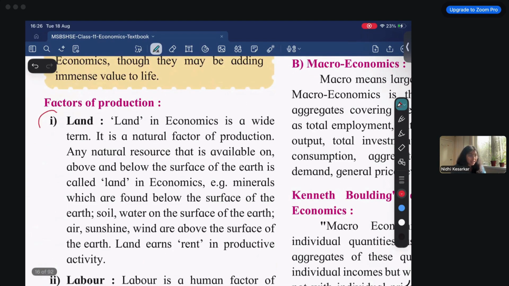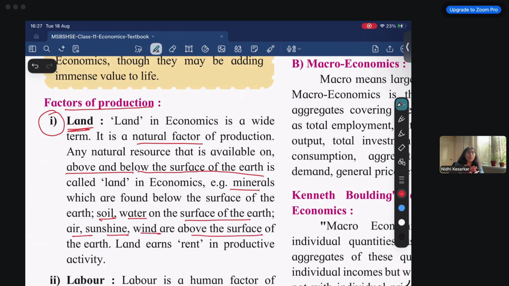Now, what is land? That is the first factor of production. Land in economics is a wide term, as they say. Land is naturally available. These are some of your keywords that you can remember. Land is not just what you see on the surface. No, it is also above and below the surface of earth. Example, minerals, soil, water, which are on the surface of the earth, but air, sunshine, wind, which are also above. So that also comes in land.